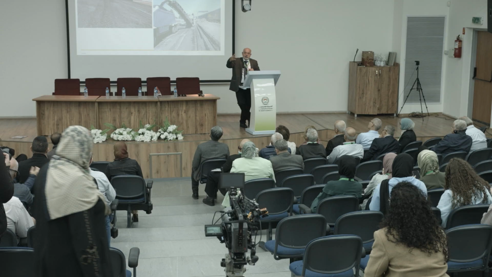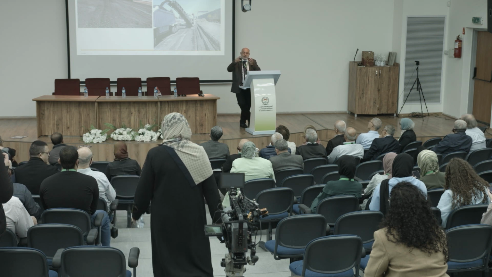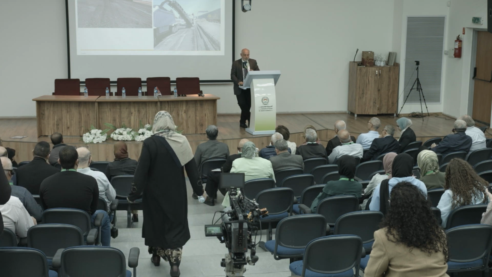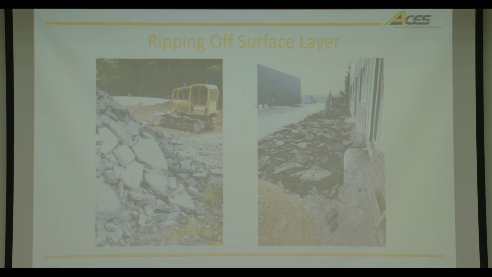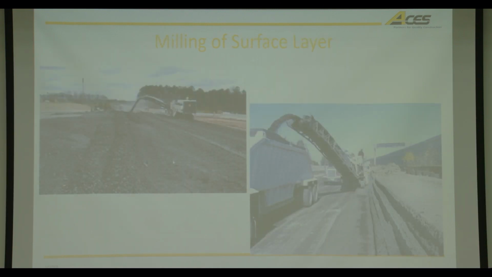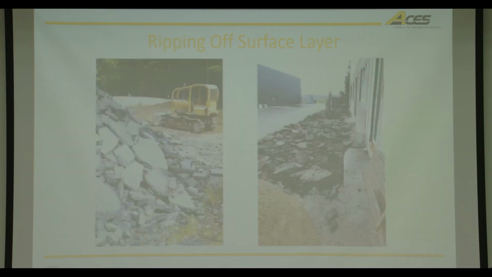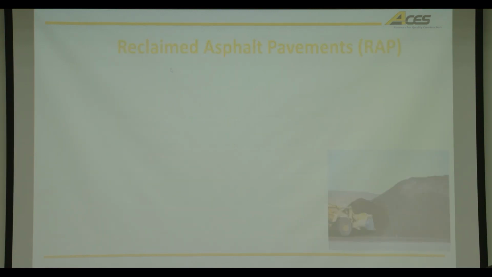So there are different methods. Either I go to milling, which is just taking out this upper layer, a mixture of aggregate coated with asphalt, or sometimes I go to ripping off the surface using graders and bulldozers to take out this asphalt layer. However, this aggregate coated with asphalt, or this ripped asphalt, is a good recyclable material. I can use that material. That's where the term reclaimed asphalt pavement comes from. We call it RAP, or reclaimed asphalt pavement.